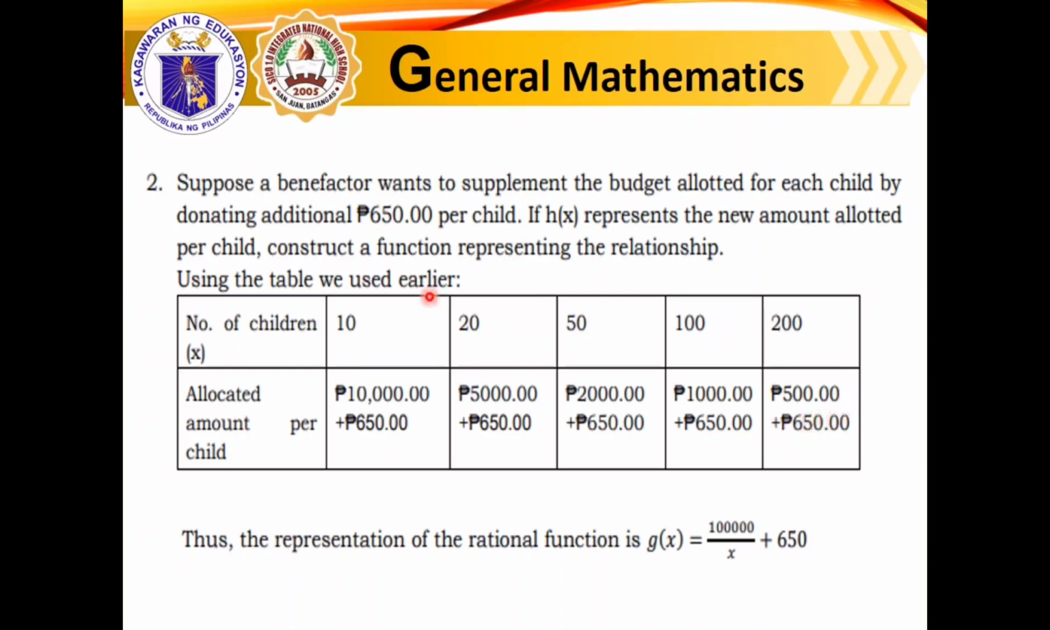As you can see in the table, we can conclude that the representation of the rational function is g of x equals 100,000 divided by x, which is the number of children, plus 650. The 650 is the additional amount per child.